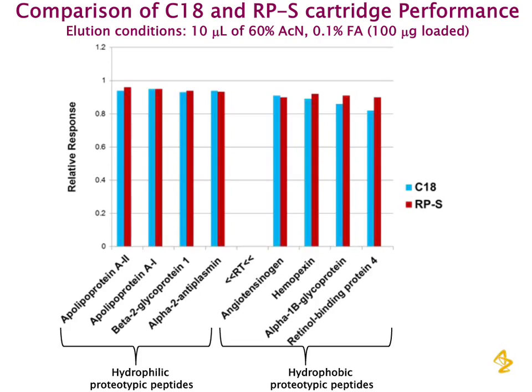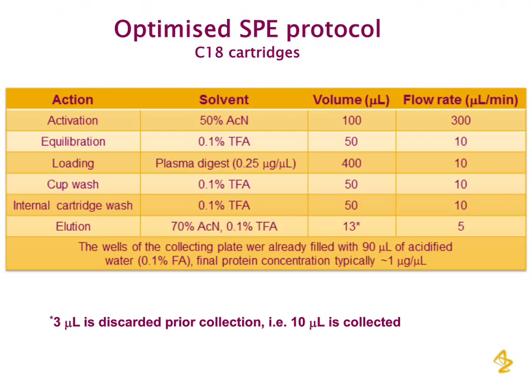Finally, the capacity and binding characteristics were nearly identical between the C18 and RPS cartridges. Up to 150 micrograms could be loaded on each cartridge without exceeding the binding capacity. We noticed that hydrophilic peptides became competitively displaced as the load increased above 150 micrograms, and this was pronounced with the RPS cartridge. This slide illustrates the optimized SPE protocol for the C18 cartridges.